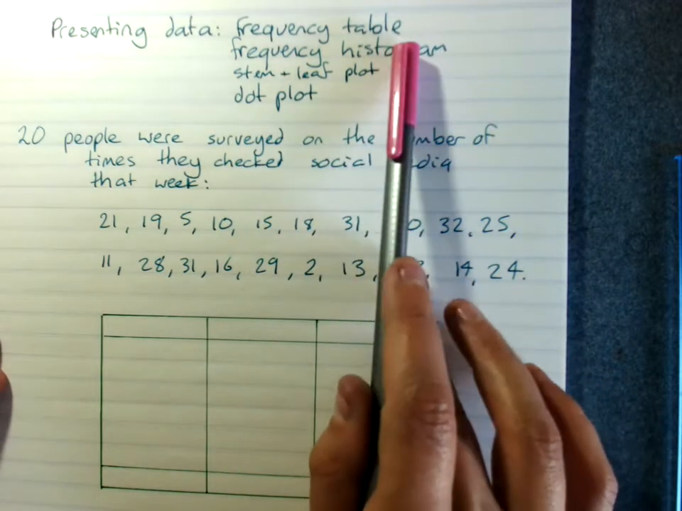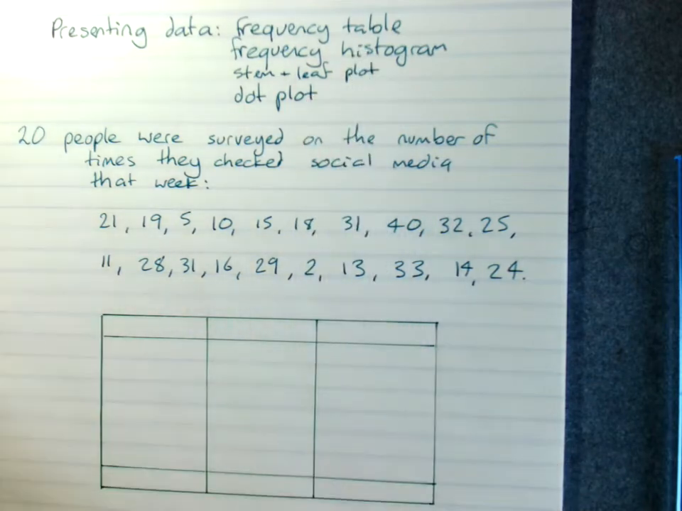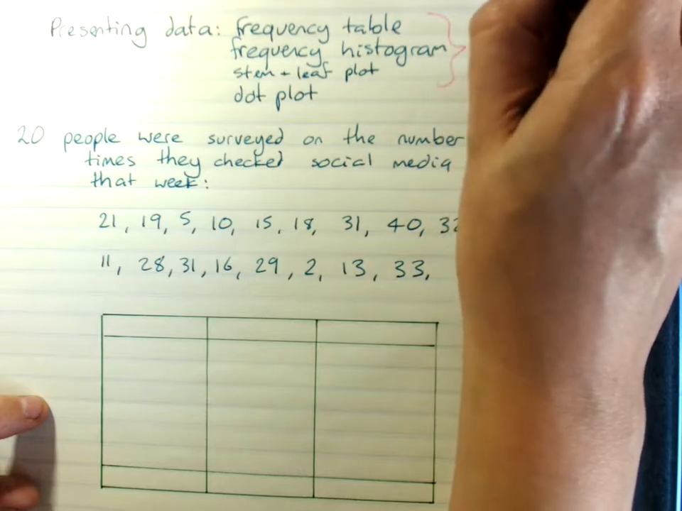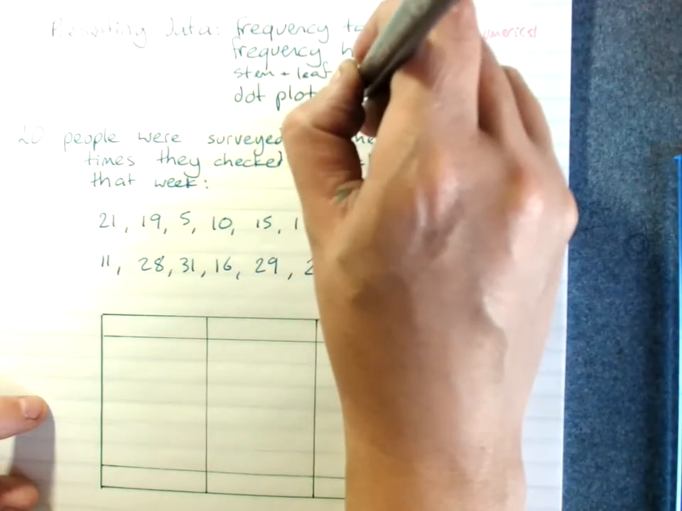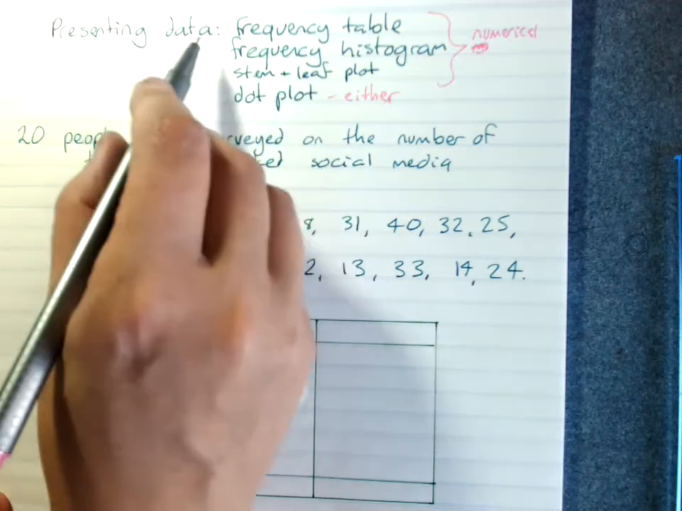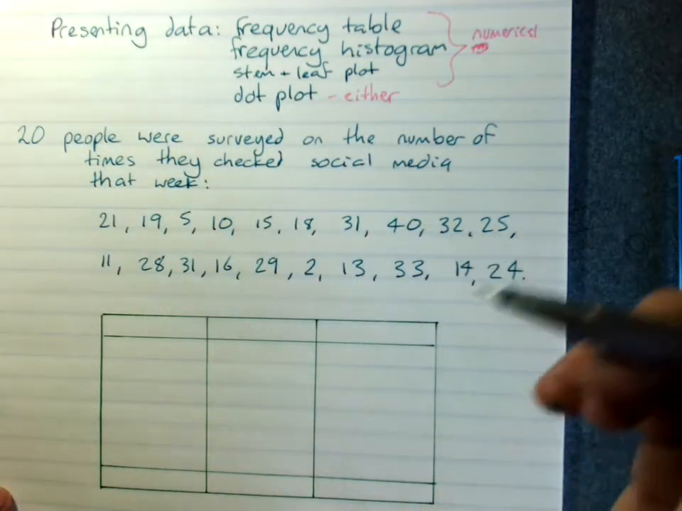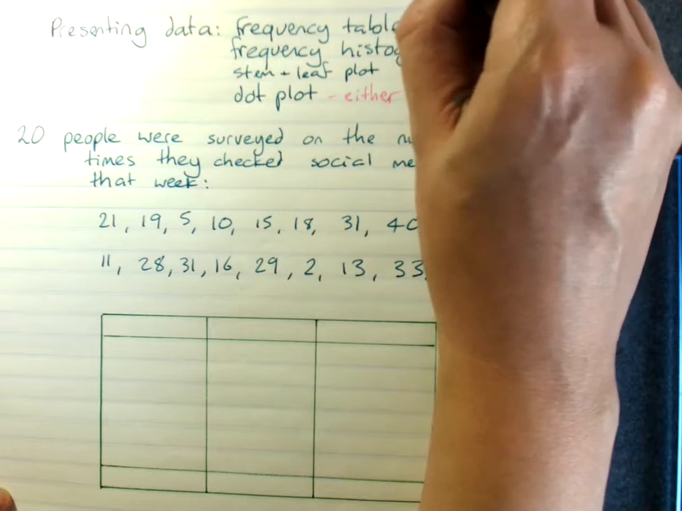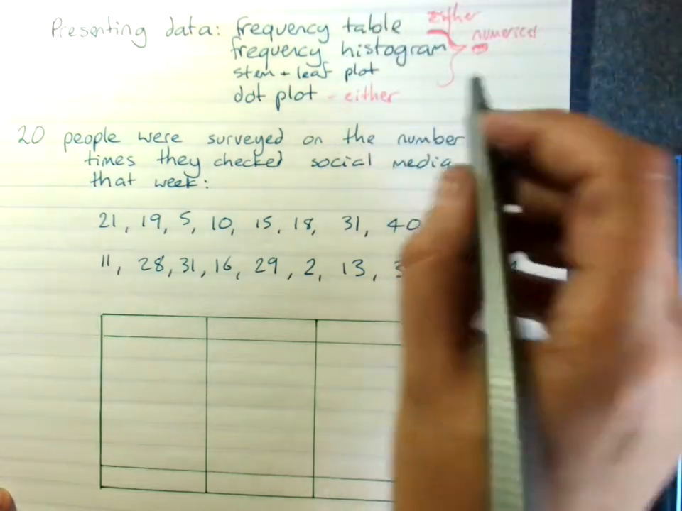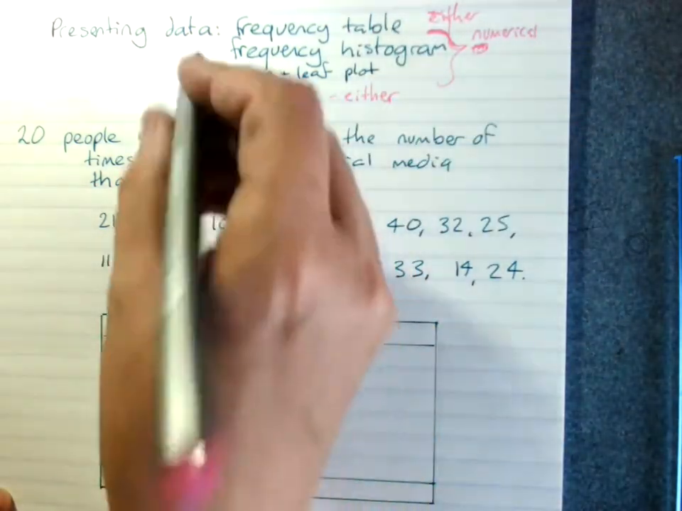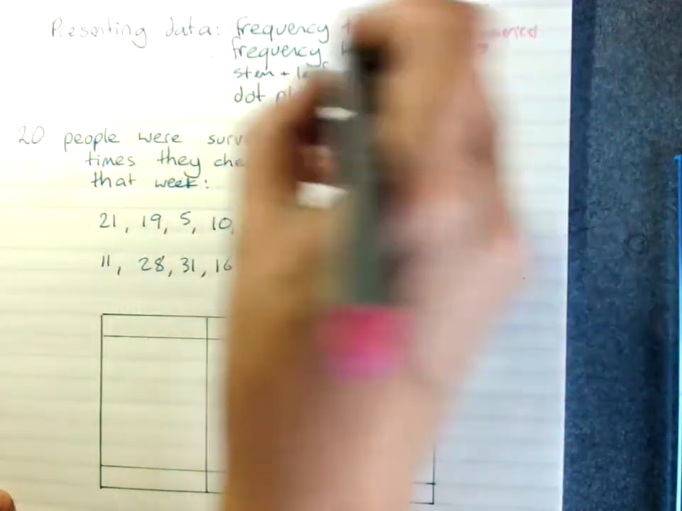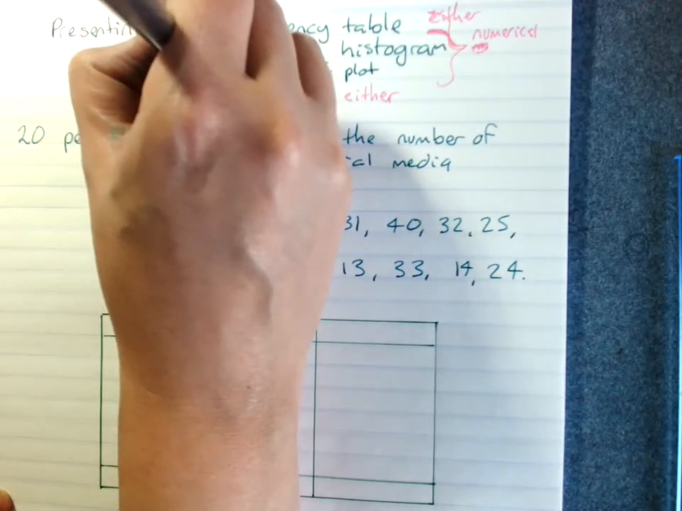So a frequency table and a frequency histogram and a stem and leaf plot are all only used for numerical data. A dot plot can be used for either. And a frequency histogram, no, okay, fine, sorry. You can use a frequency table for either. Numerical is a frequency histogram or a stem and leaf plot. A frequency histogram, if you wanted one of these for categorical data, then you'd make a column graph.